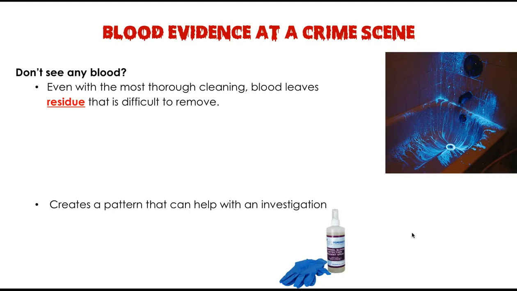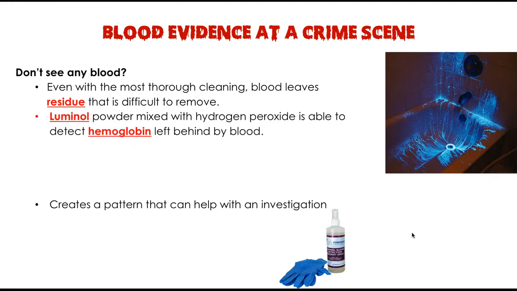Now, you may have seen an image like this in a CSI TV show where they spray some magical chemical and all of a sudden, when they turn out the lights, everything's glowing that was touching the blood. That is not just a fancy CSI trick. It does happen in real life. It's a little less theatrical. However, it does happen. Now, what they're using here is luminol powder. And when you mix it with hydrogen peroxide, it is able to detect hemoglobin left behind by blood.